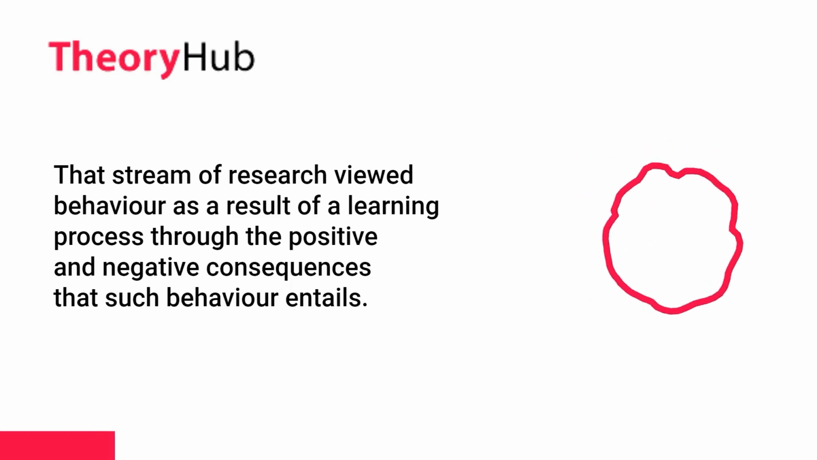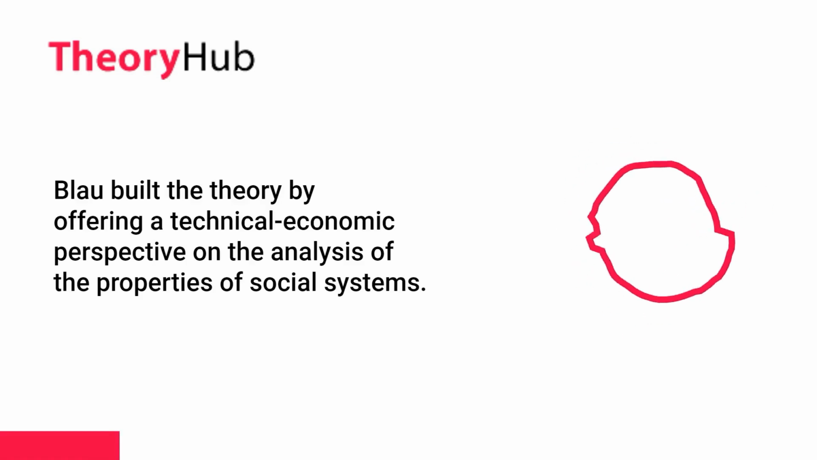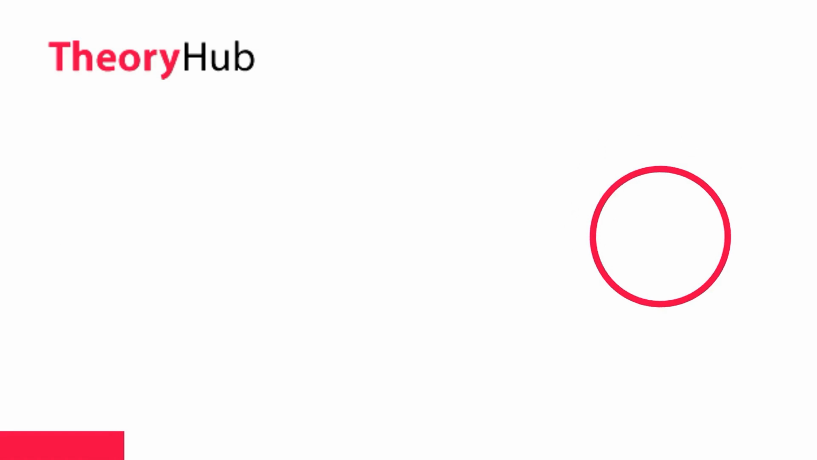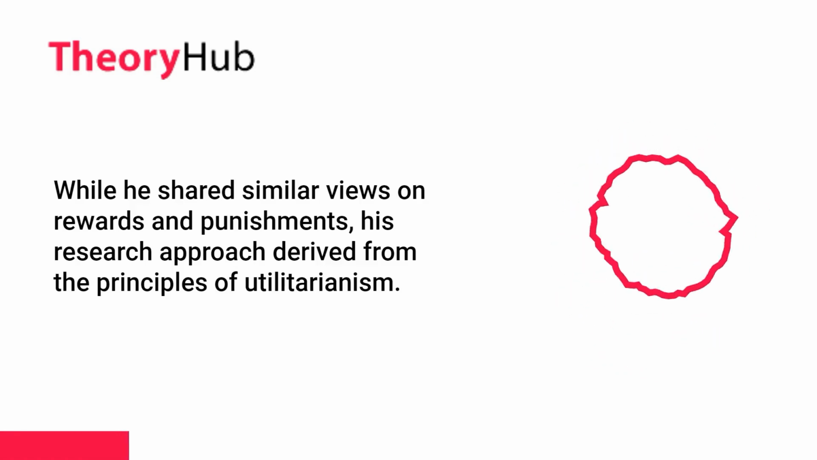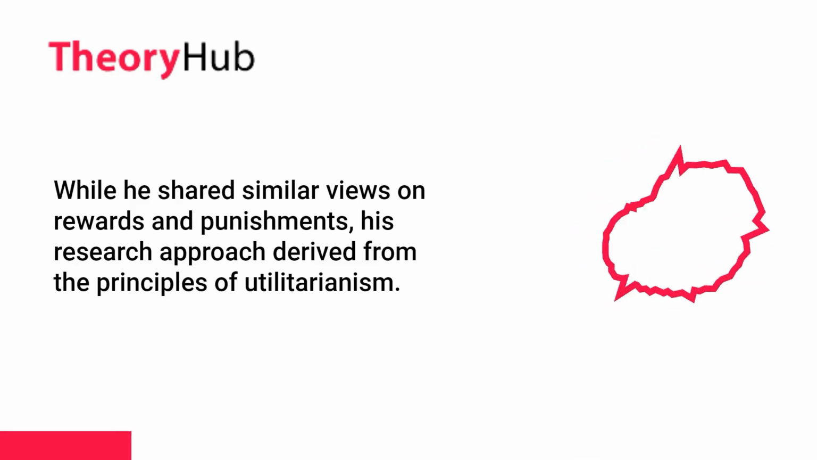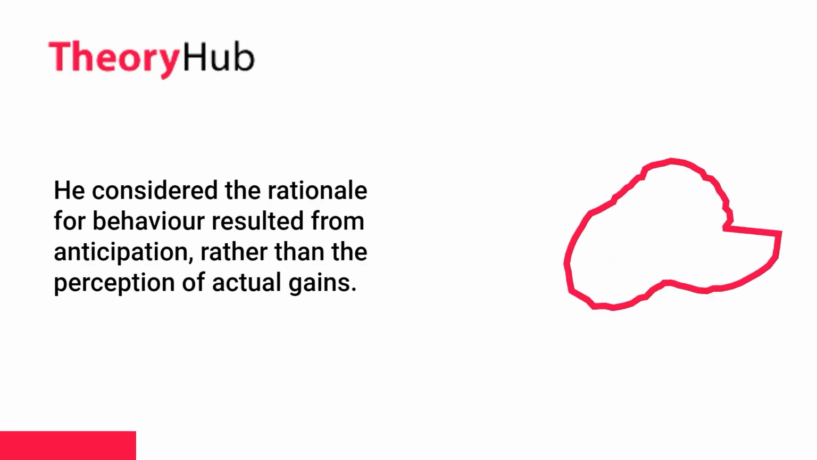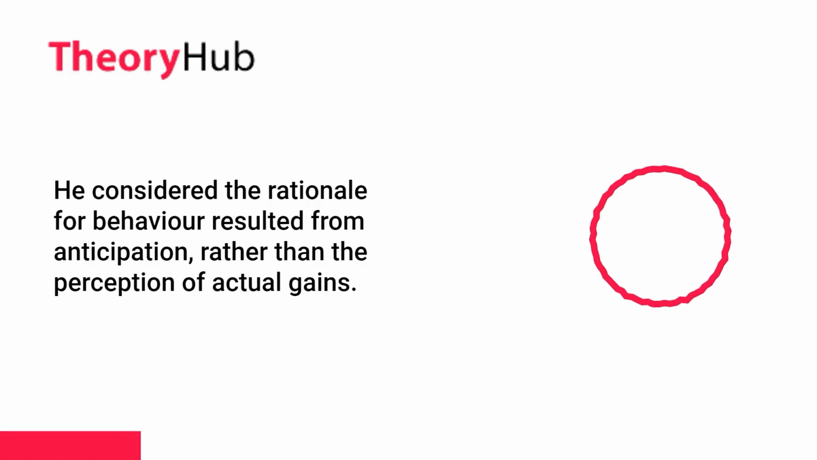Blau built the theory by offering a technical economic perspective on the analysis of the properties of social systems. While he shared similar views on rewards and punishments, his research approach derived from the principles of utilitarianism. He considered the rationale for behavior resulted from anticipation, rather than the perception of actual gains.